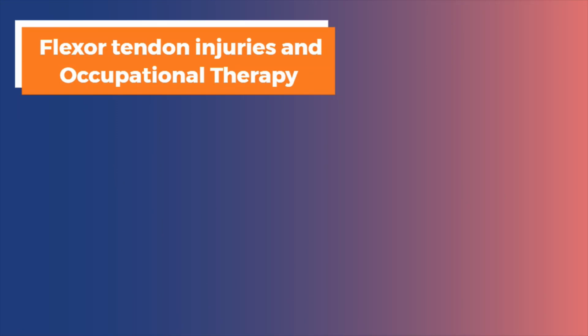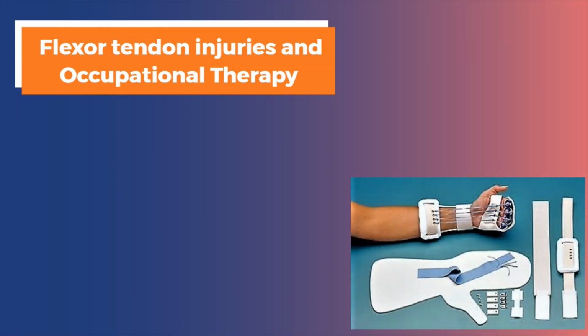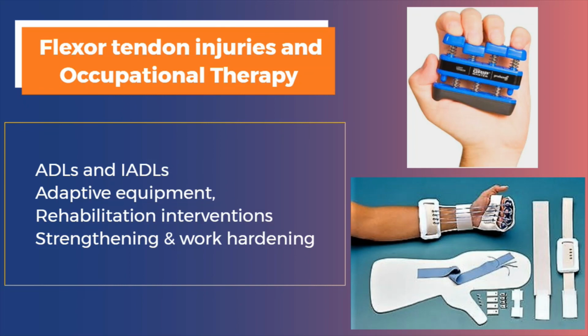Flexor tendon injuries of the hand can result in a loss of finger or thumb motion, reduced functional hand use, and decreased quality of life. Activities of daily living, such as dressing, bathing, and toileting, may become much more challenging immediately after a surgery. Our hands are essential tools to our functionality and completion of ADLs and IADLs. With the help of occupational therapy, patients can get through these setbacks using adaptive equipment and rehabilitation interventions.